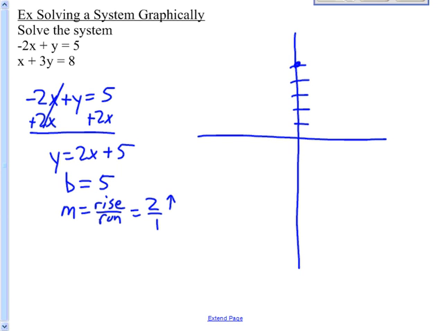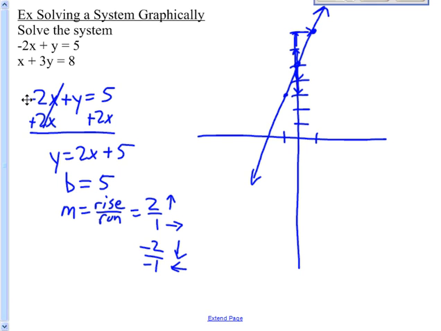So I could go up 2, right 1, up 2, right, right 1. Or I could also go, this is the same thing, I could also go down to left 1 if I wanted to. From that point down to left 1, you notice it's on that same graph there. Okay, so draw that best I can. Alright, let's graph the other one now.